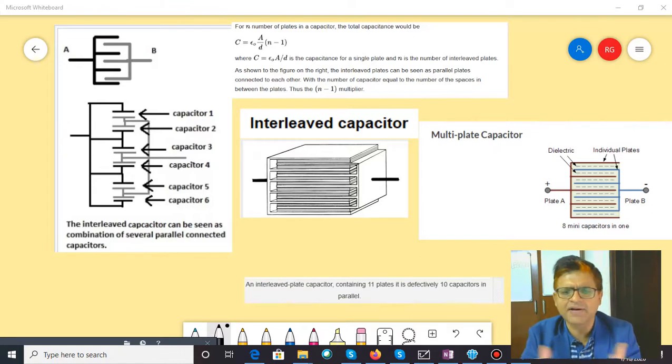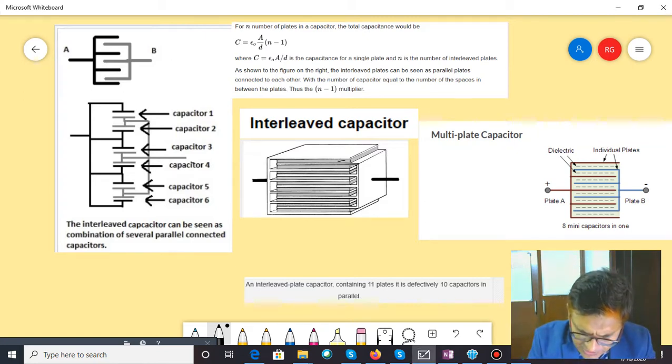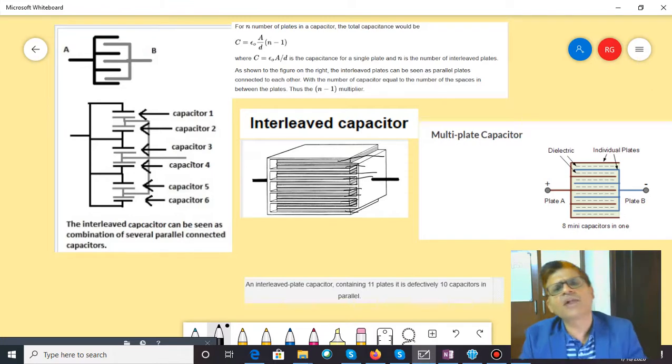So if you see the diagrams, you can see the interleaved capacitor mentioned here, and you can calculate the number of these spacings: 1, 2, 3, 4, 5, 6, 7, 8, 9, and 10. If you calculate the number of spacings, it will tell you how many capacitors are there.